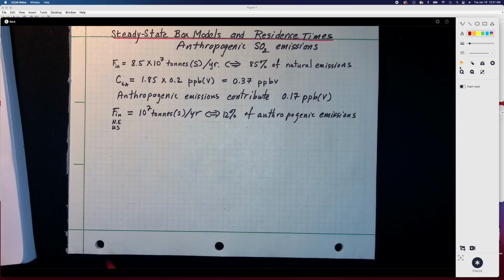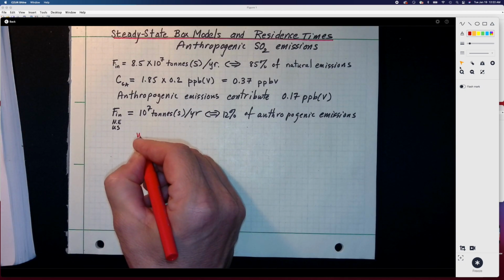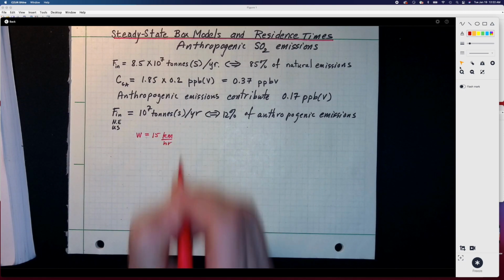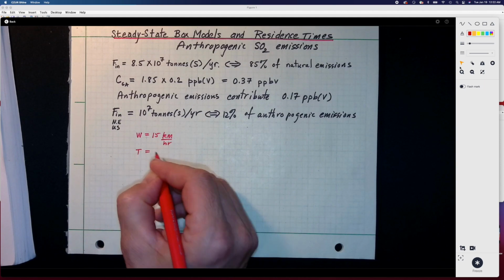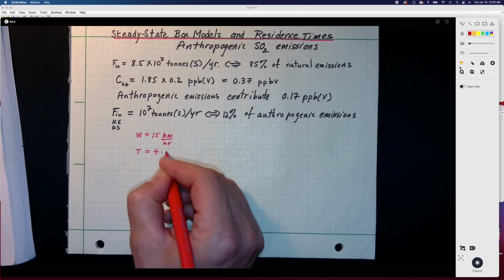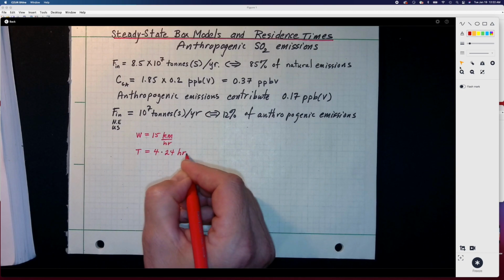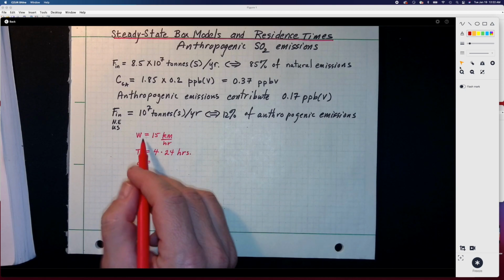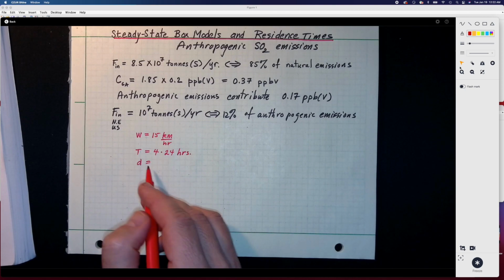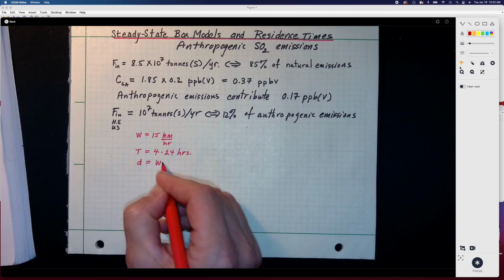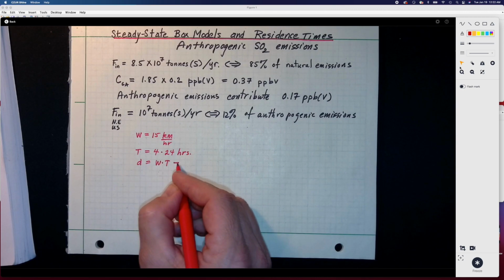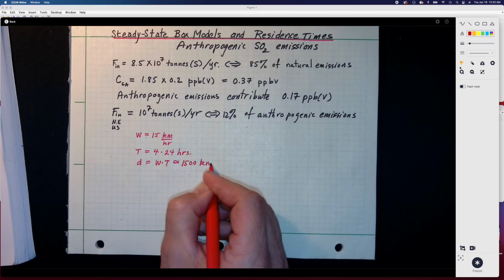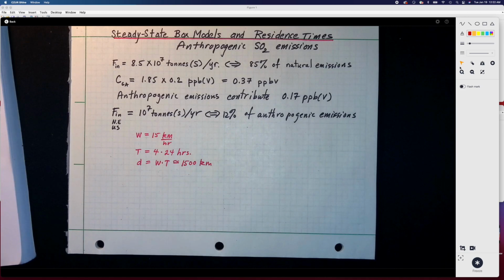And if we think of typical wind speed W to be about 15 kilometers per hour, and the residence time T is about 4 days, so 4 times 24 hours, then the distance D where the pollution can travel before it leaves the system is going to be W times T, and that turns out to be approximately 1,500 kilometers. So W times T is 1,500 kilometers.